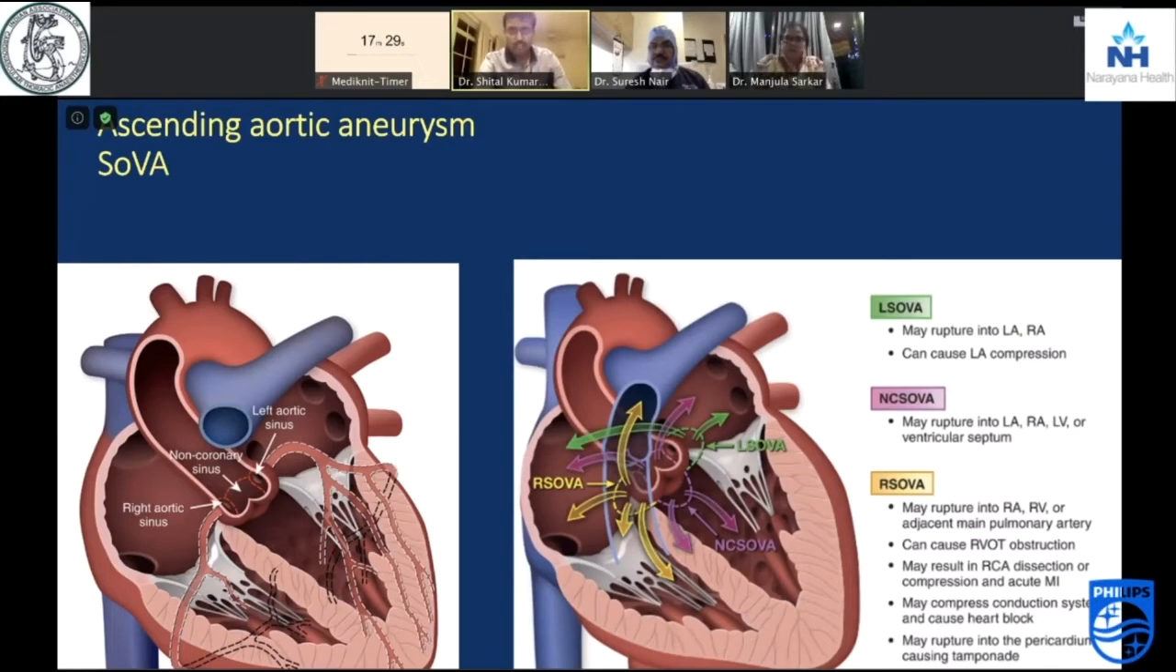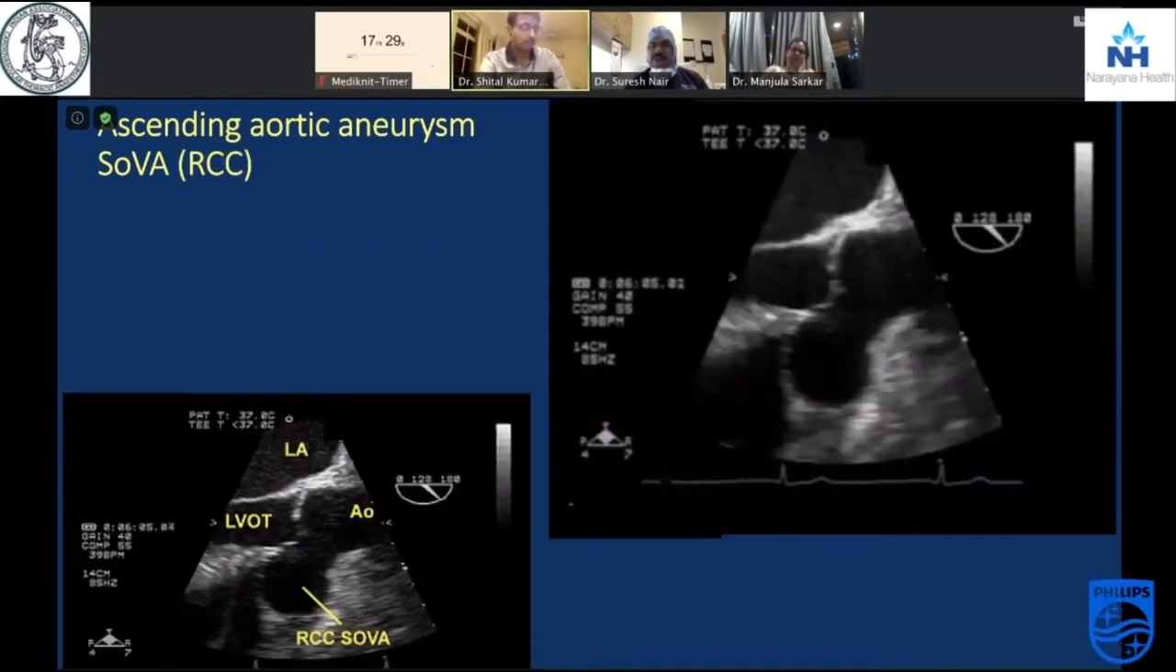If you see the color coding, green is the left sinus of Valsalva, and it may show the potential of where it may rupture. The purple one is the non-coronary and the direction in which it may go. And the yellow one is the right sinus of Valsalva aneurysm, and how it may go, whether to the RA side or RV side or the septum.